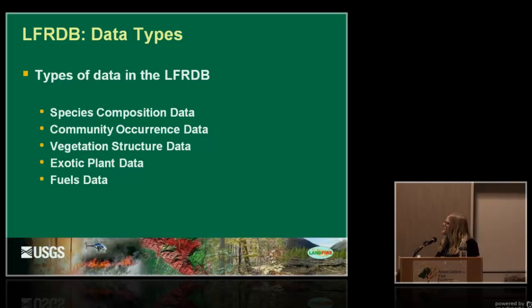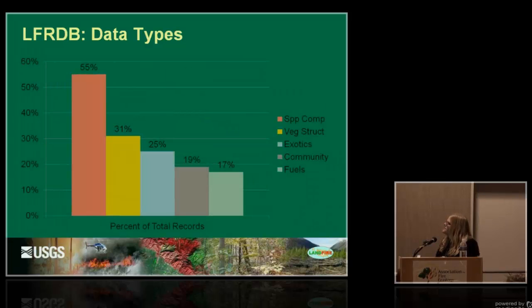If we look at all the data we have, we can see the percent of total records that are attributed with each of the different data types. One record might have more than one data type, so these add up to over 100%, because one record might have species composition and fuels data, so it gets counted in both categories. As you can see, over half the data in the LFRDB has some type of species composition information associated with it. About a third of the data has vegetation structure.